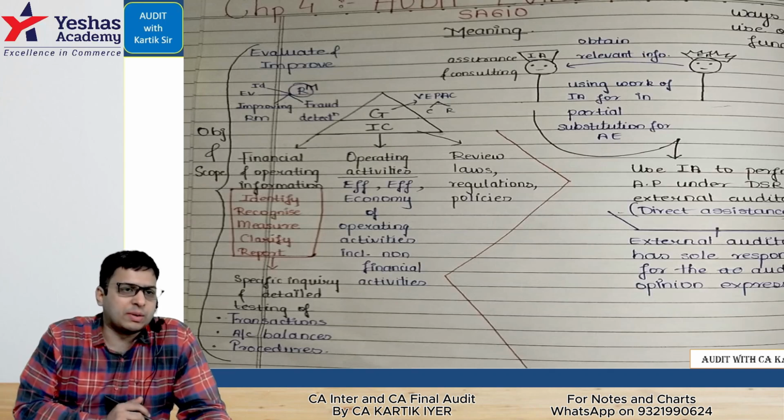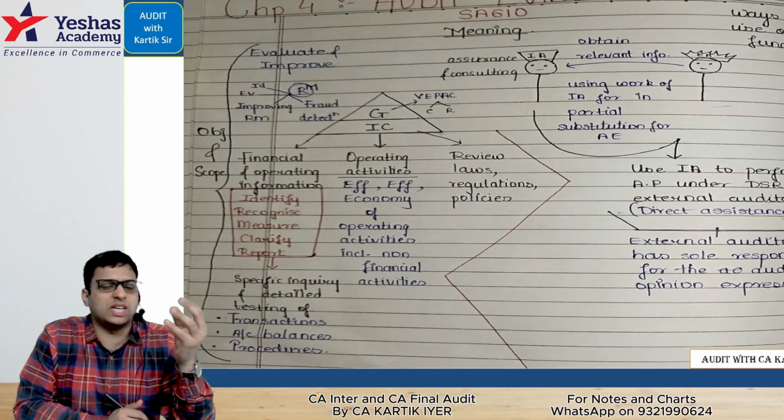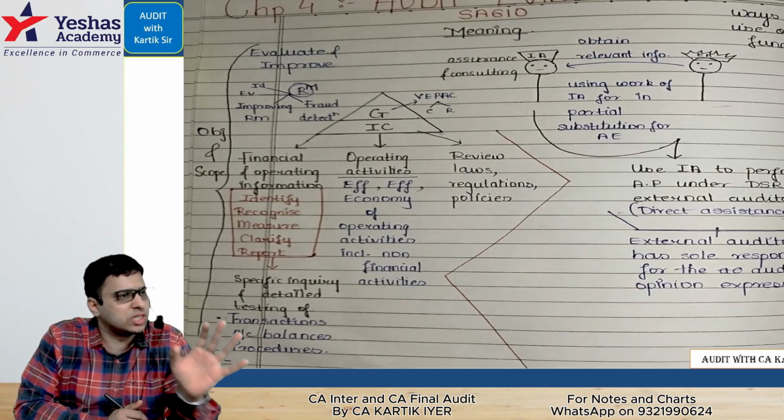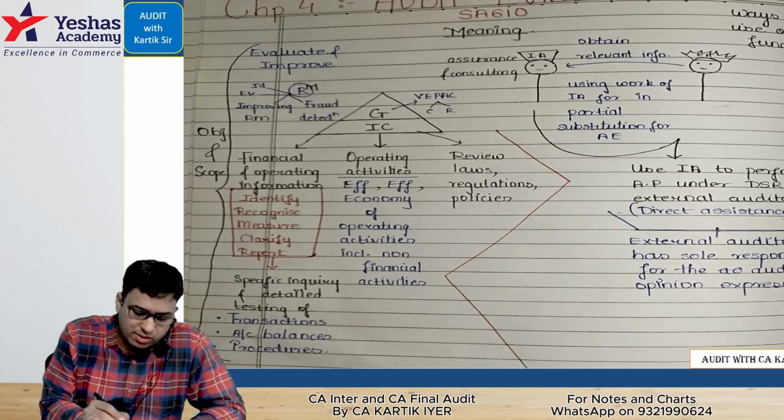So we are now going ahead with chapter number 4.3, that is called internal audit. Chapter 4 wraps up 18 questions for us. Okay. So let's do it one by one. Let's start. Question number 1 is meaning. What is the meaning of internal audit?